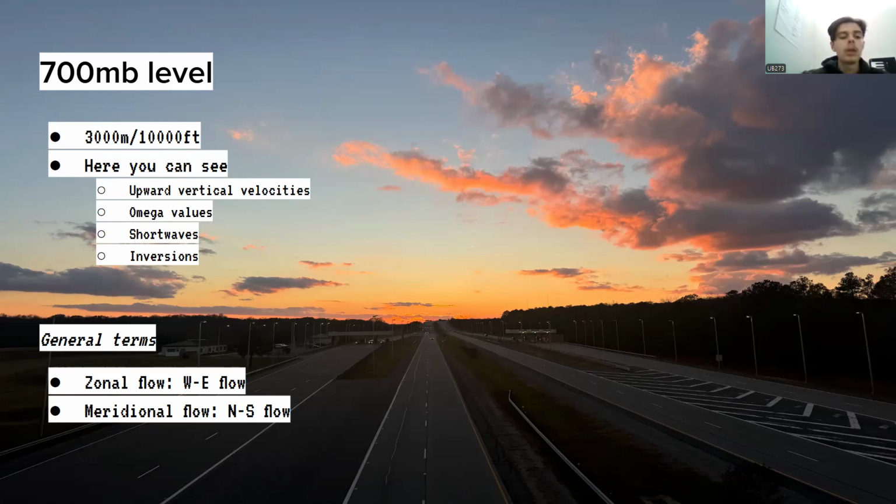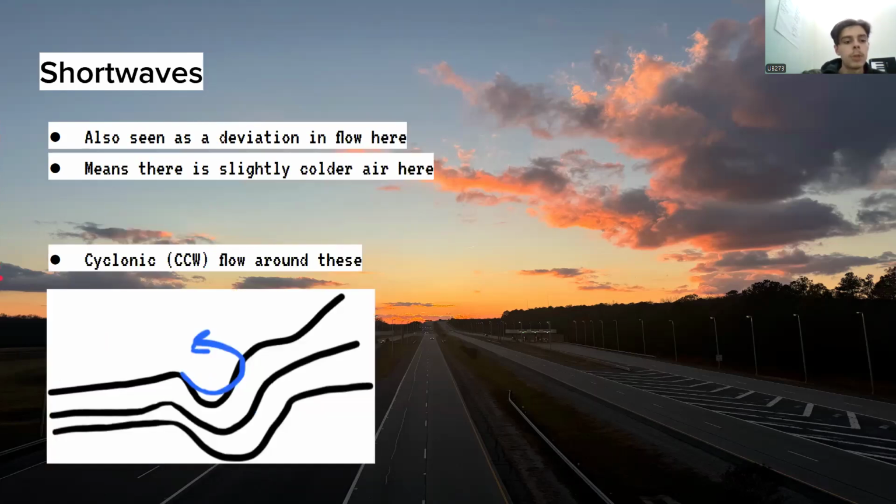Here you can see upward vertical velocities, omega values, associated with that. We'll talk about that. Short waves, as I mentioned, and inversions in general. I also wanted to mention that zonal flow is west to east flow, and meridional flow is north to south.